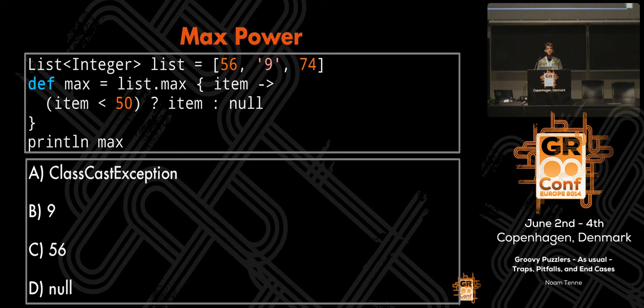Do we need more time? Yes, okay. It's null, isn't it? It's null. Okay, hands up for A. Hands up for B. C. It's obvious, isn't it? D. Very good. Who voted C? C? Who voted C? You're the man. Very good.